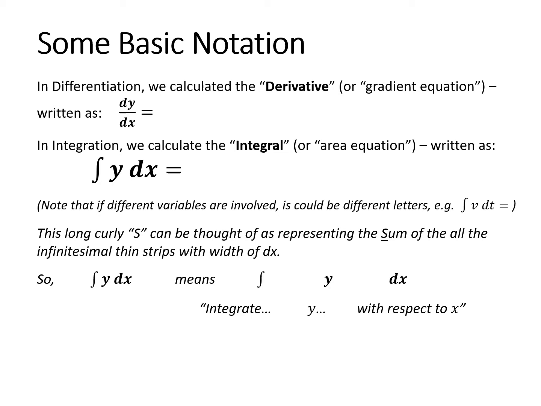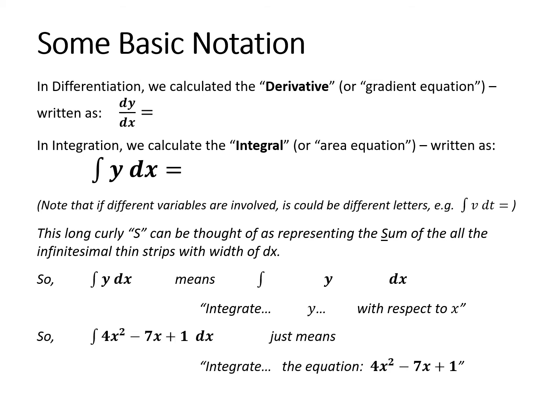So with differentiation, we multiplied the power by the number in front, and we reduced the power of x by 1. This time we're doing a similar thing, but we're looking at the x's anyway, so it's integral of y dx. So here's an example. This is a type of question on area: integral of 4x squared minus 7x plus 1 dx. So the dx bit on the end may be a bit annoying, but all it's doing is telling us that when we integrate this equation, we're looking at the x's.